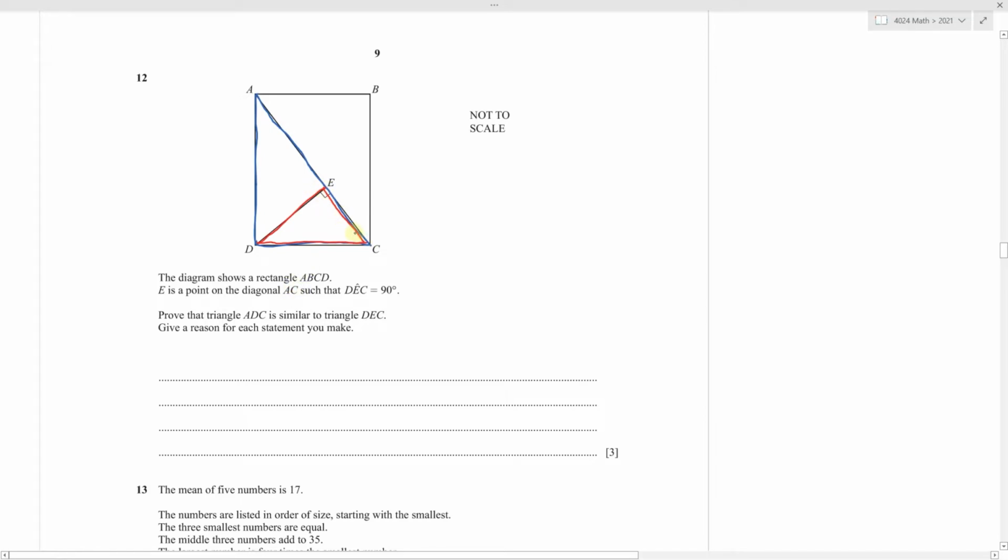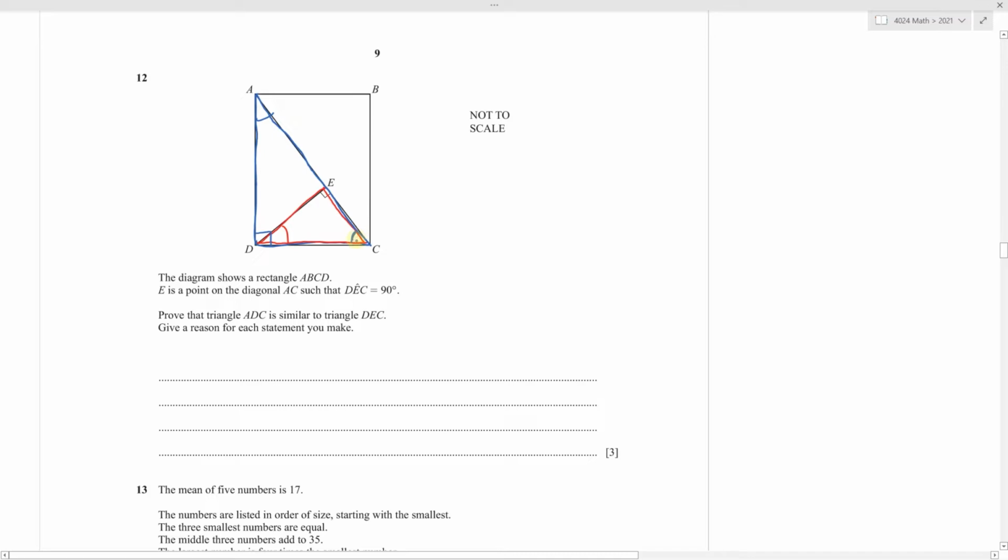So we can see that this angle is shared between the two triangles, so it is the same. In this red triangle, this angle is 90 degrees, which is given. And since this is a rectangle, that means this angle ADC is also 90 degrees. So two angles are the same. That makes the third angle, which is this one in this triangle and this one in this triangle, the same as well. So let's write it down.